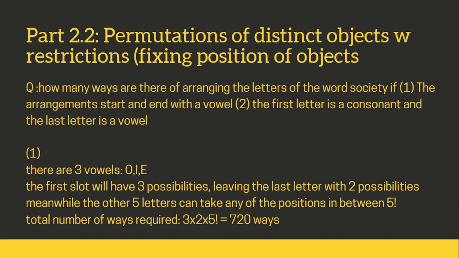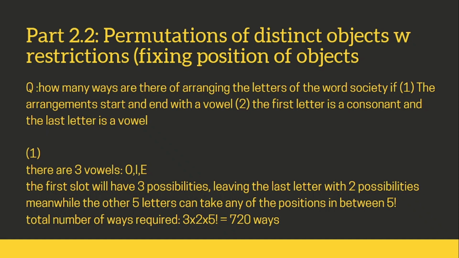So another way they can test the permutation of distinct objects is in the case of fixing certain things together or fixing something in a strict position. So one question is, how many ways are there of arranging the letters of the word society if part 1, the arrangement starts and ends with a vowel, and the second part is the first letter is a consonant and the last letter is a vowel. So if we look at the first part first, arrangement starts and ends with a vowel. So for all these kind of questions with letters in it, we try and break down into what is a consonant and what is a vowel.